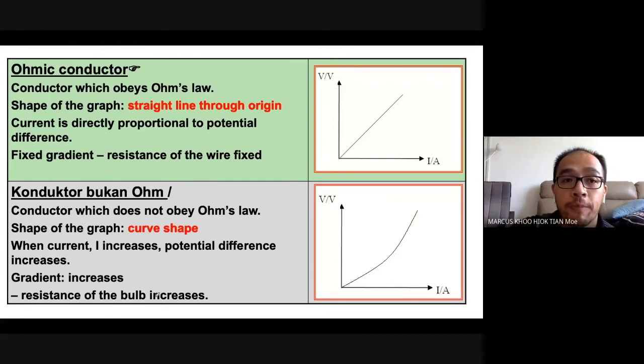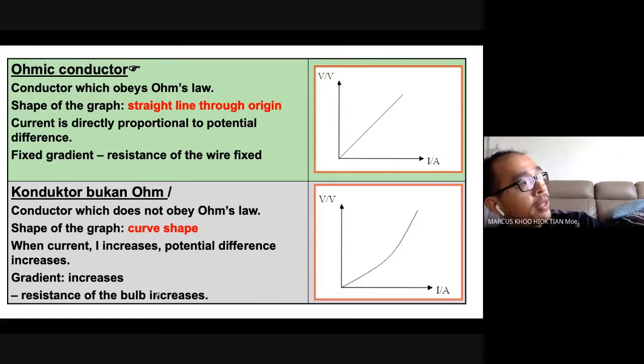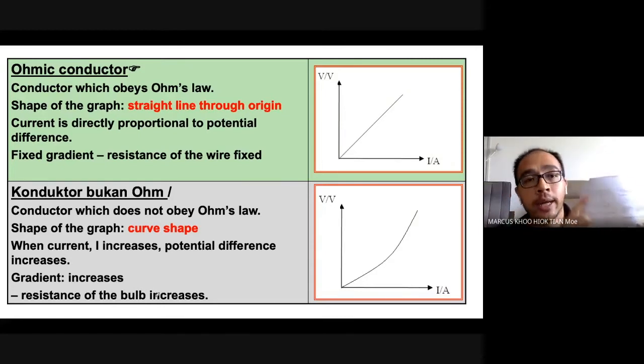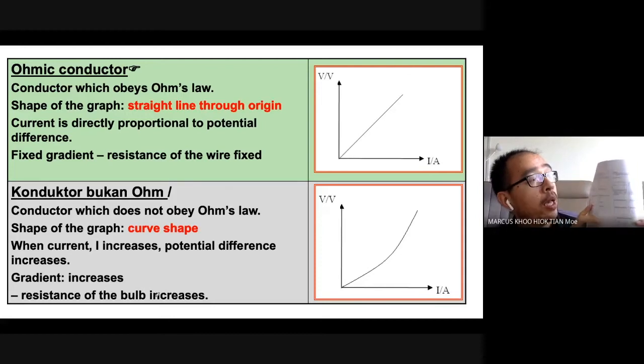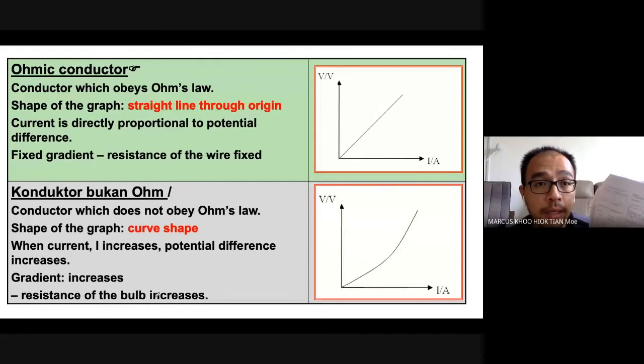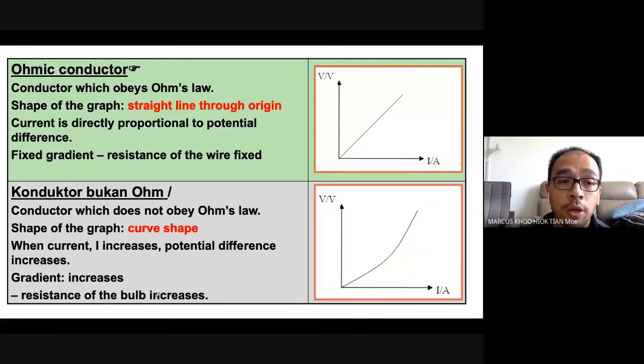And also light. So if you can, somewhere in your notes, just write down an example of ohmic and non-ohmic conductor. An ohmic conductor example is constantan, and a non-ohmic conductor example is tungsten. There are many other types of ohmic and non-ohmic conductors. You can do this research on your own, to find out which is ohmic and which is non-ohmic.